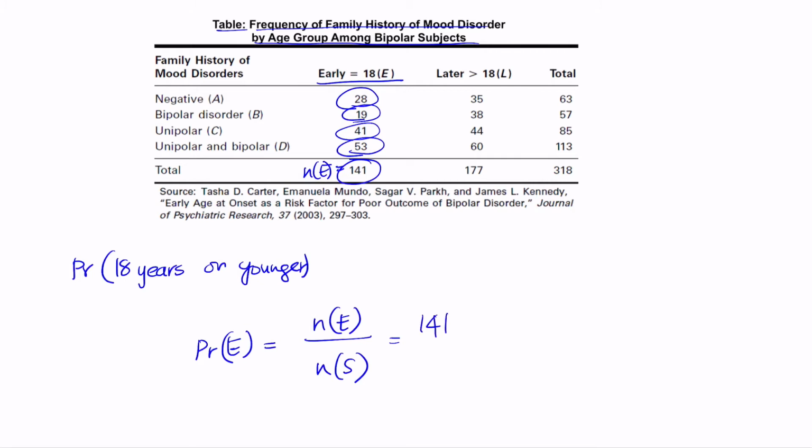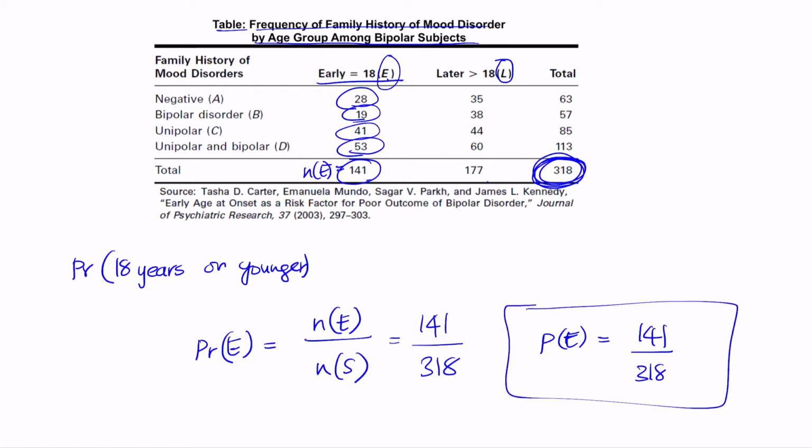So you can write 141 over what is the total number? The total number is the final number that you get when you add up every possible level. Notice that there are two events specifically that we are focusing on, E and L, and we are trying to find the probability of E. So combining E and L, we get 318. So the probability of the event is 141 by 380. So this is how you can find the probability of any given value.